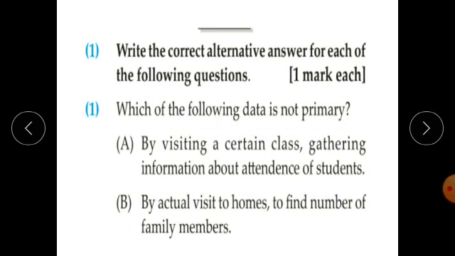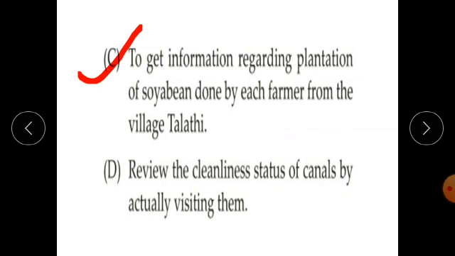A option, by visiting a certain class, gathering information about attendance of students. Then next is by actual visit to homes to find number of family members. Then third is to get information regarding plantation of soybean done by each farmer from the village talati. And D option is review the cleanliness status of canals by actually visiting them.